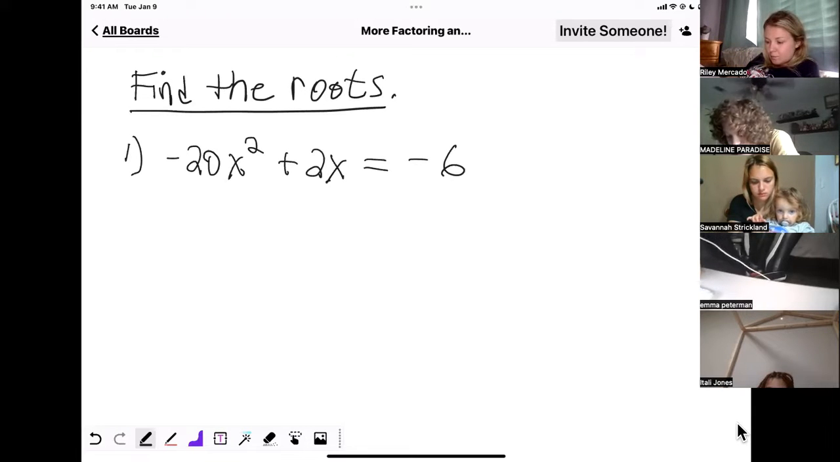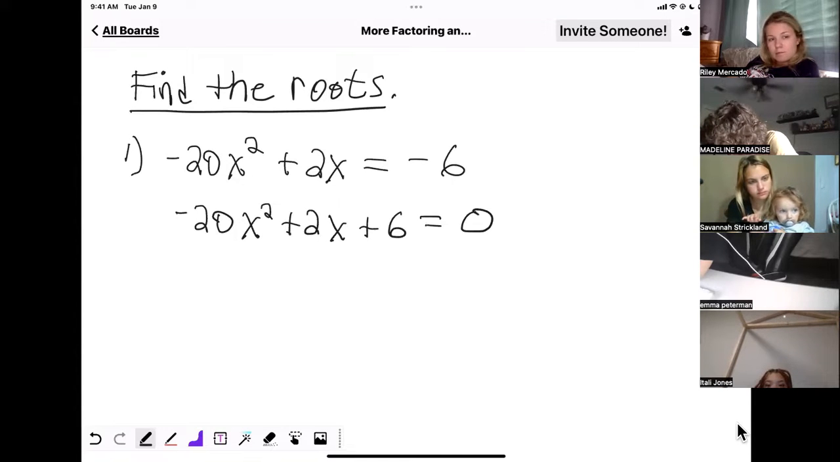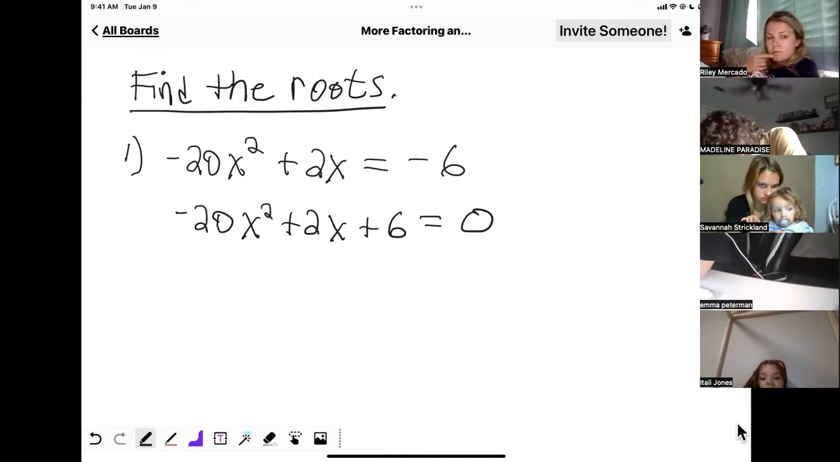So number one, we have to get it equal to 0. So I'm going to add 6. I'm not even going to show it. I know a lot of you can do this without showing all the work. So if you find you need me to show the steps, tell me. But I'm hoping by now you can, not that you should skip steps, but you don't have to show every single tiny step.